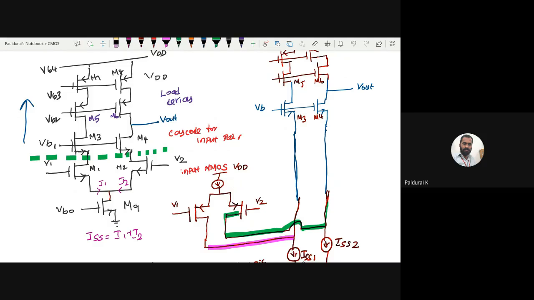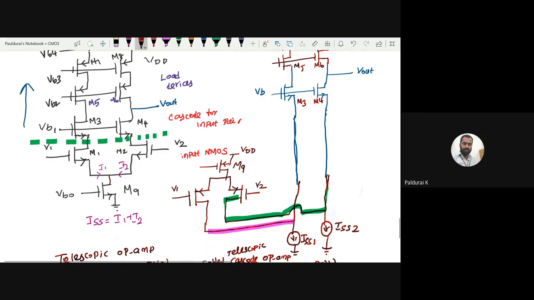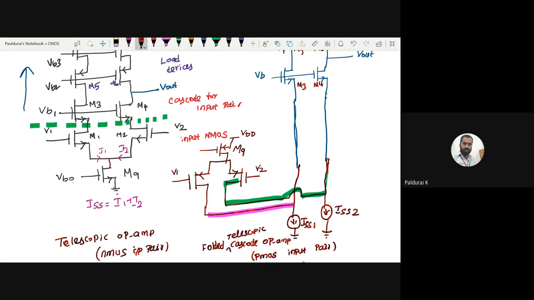This ISS, since it is injecting current from VDD to an arbitrary node, you want to replace this ISS by a PMOS, and it must be proper. Let me call this M0, so this is VB0. And here I am having ISS1, ISS2.